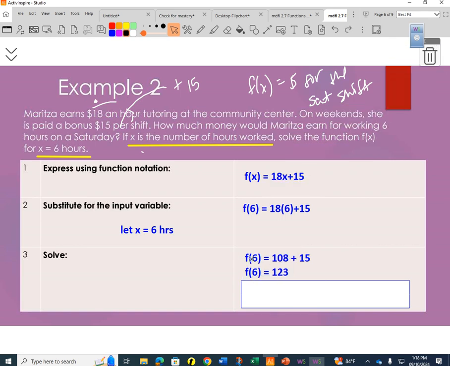Perfect. Now 123, that should not be the form your final answer is in. You should tell me that she makes $123 for this shift, or $123 for the Saturday shift. Something like this. You should let me know what that 123 represents, that you know it represents the earnings, what she made for working at the community center on this Saturday. It doesn't have to be exactly that, but it's going to be something so I know what that number represents.